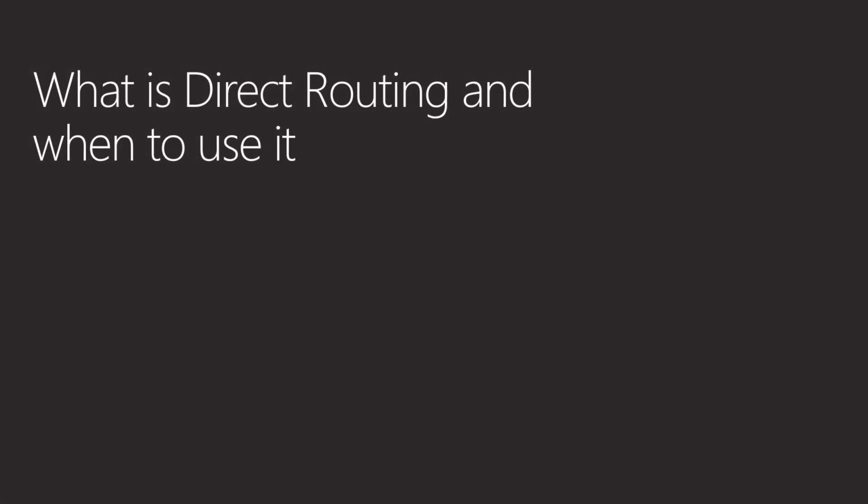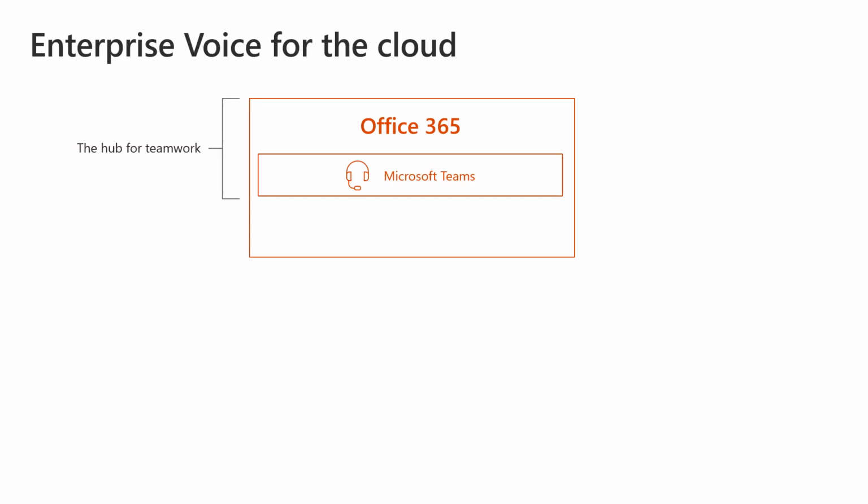So, direct routing, what is it and when should you use it? Let's just start very briefly with Enterprise Voice for the cloud. What you can see right now on the slide is Microsoft Teams and Office 365, our hub for teamwork. And we can add the phone system. It's an additional license or included in some of the licenses. We'll go into detail a little bit later, but phone system gives Microsoft Teams PBX capabilities. What we don't have at this point is any connectivity to the actual phone system.